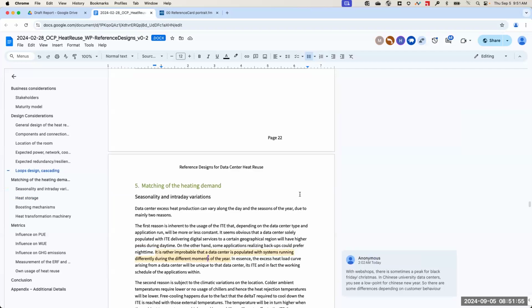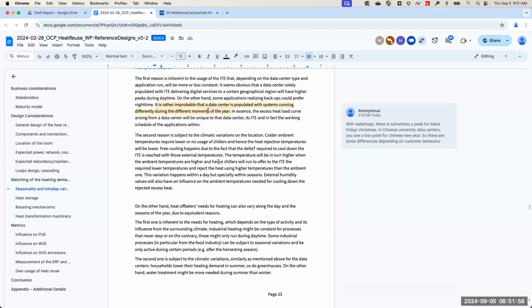Not sure where that made me jump. Heat storage?